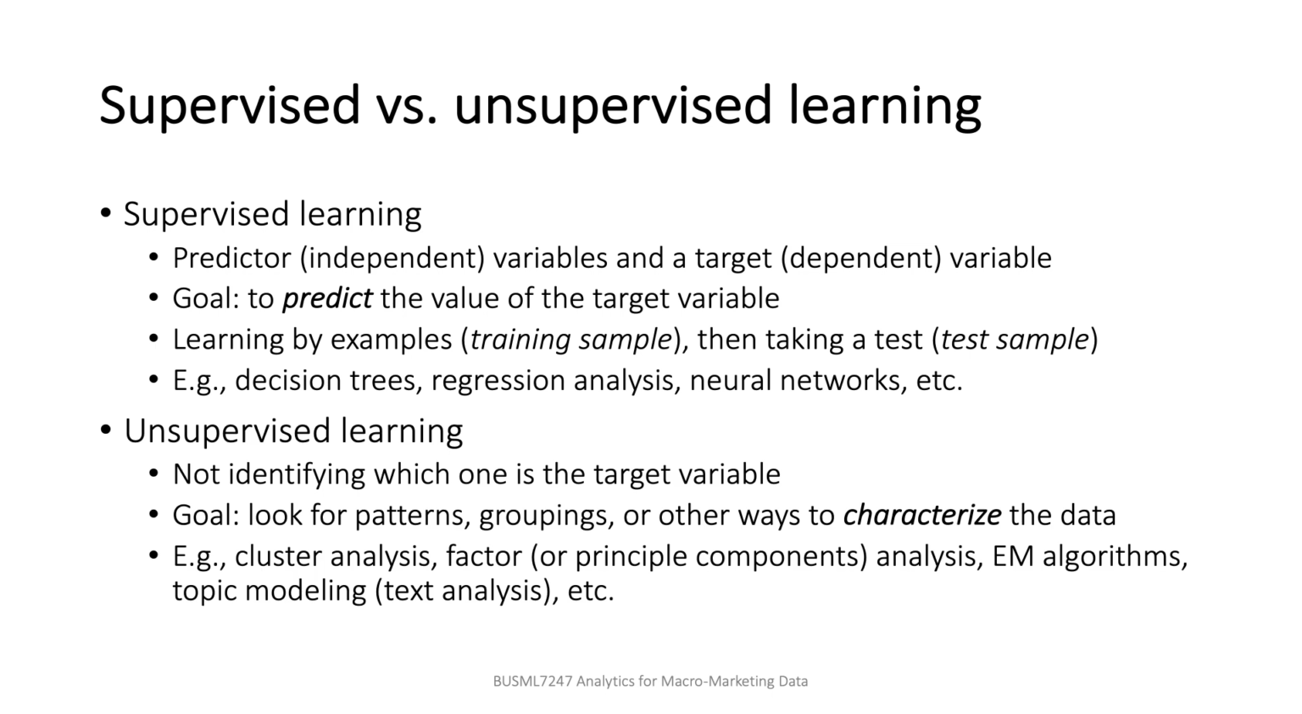The other is unsupervised learning. Unsupervised learning does not distinguish between variables in data. The goal is to look for patterns, groupings, or other ways to characterize the data. In marketing, we've already used various unsupervised learning methods, including cluster analysis, vector or principal component analysis, EM algorithms, and topic modeling for text analysis.